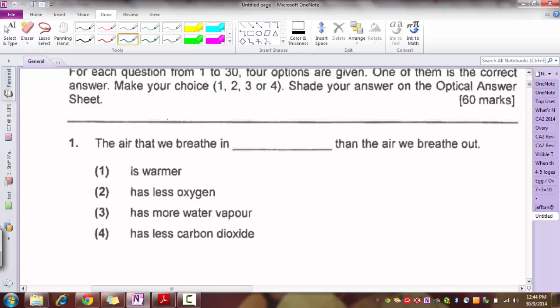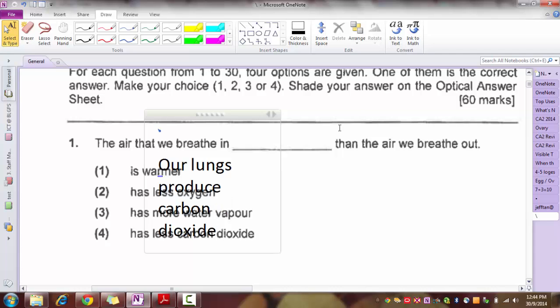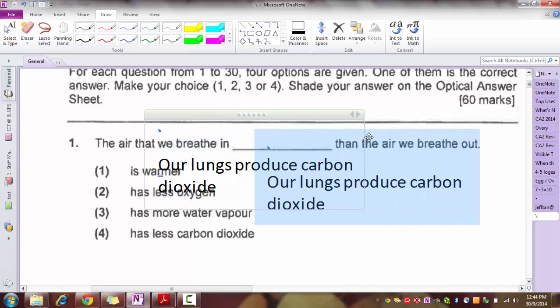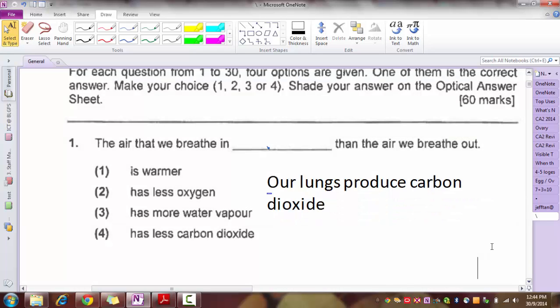So let's discuss some of the key points. Now, basically, when we breathe, the concept here is our lungs produce carbon dioxide. Correct? Yeah, these are some of the concepts that we've learned. Our lungs produce carbon dioxide, and so the air that we breathe in has less carbon dioxide than the air that we breathe out. Because we produce the carbon dioxide, we breathe out more carbon dioxide.